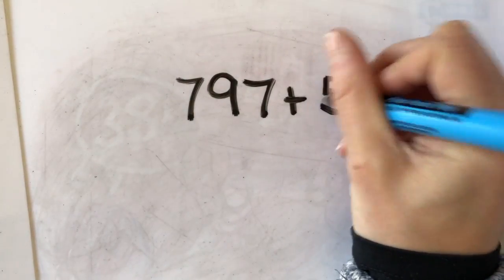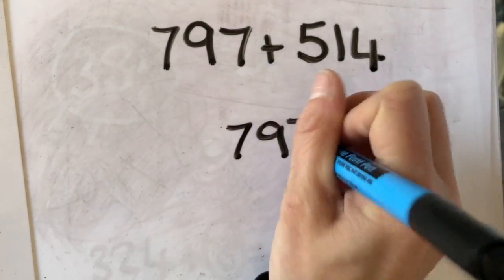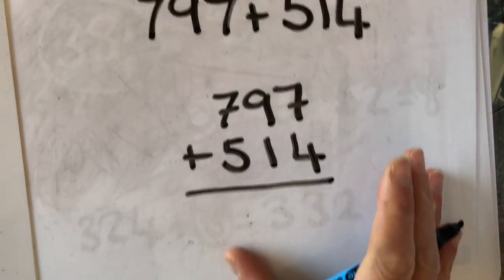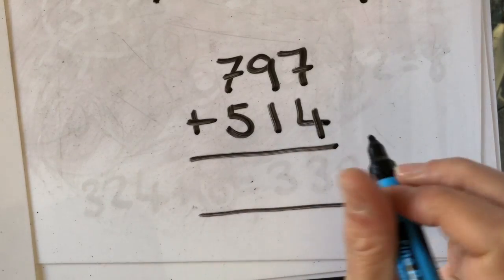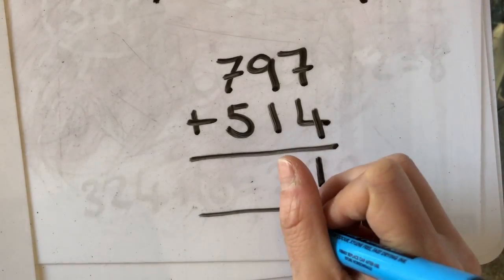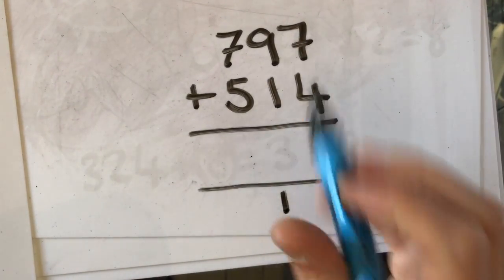Now if I showed that in the more traditional way, to take away those pictures, those images, that pictorial, 797 plus 514, if I laid it out in that column method that we're probably very familiar with, I can now see that 7 plus 4 is going to give me 11. So I put 11 is made out of a 10 and a 1. So my 1 is going to go in my ones column, and my 10 has been regrouped. Those 10 ones have been regrouped into 1 ten.